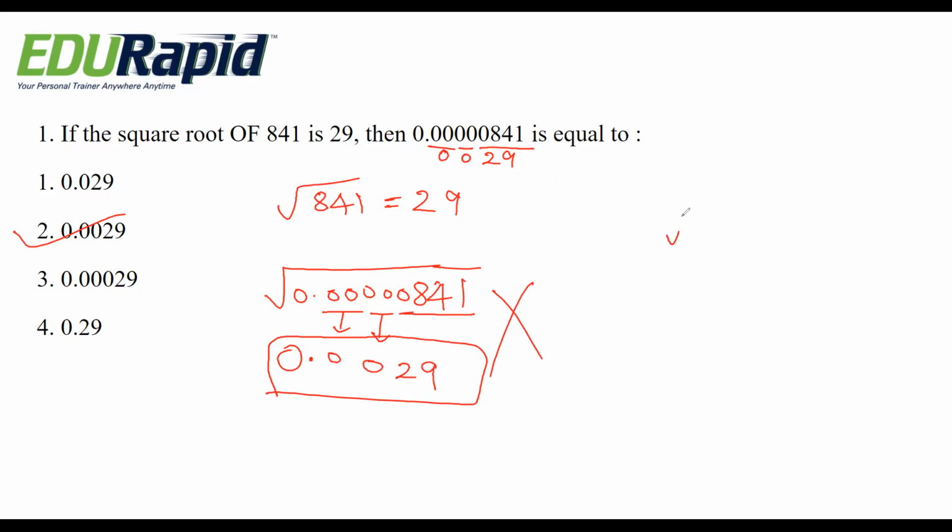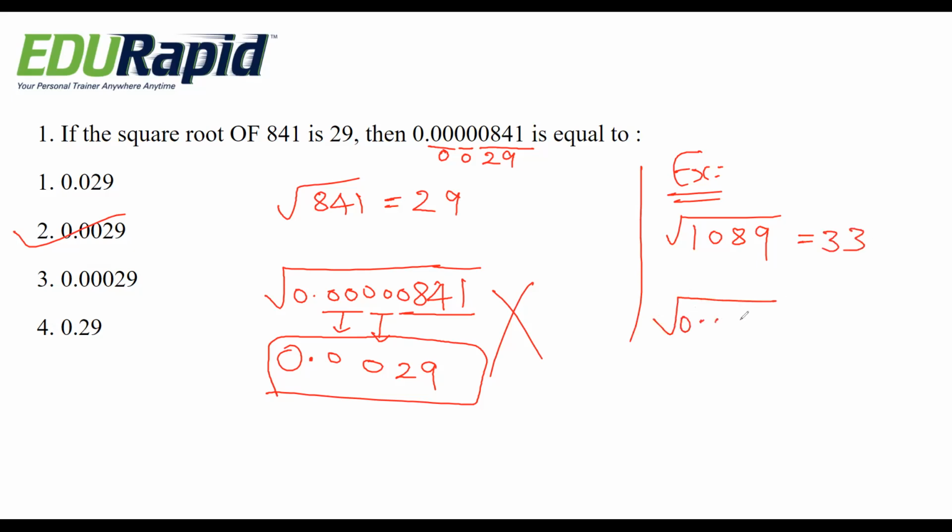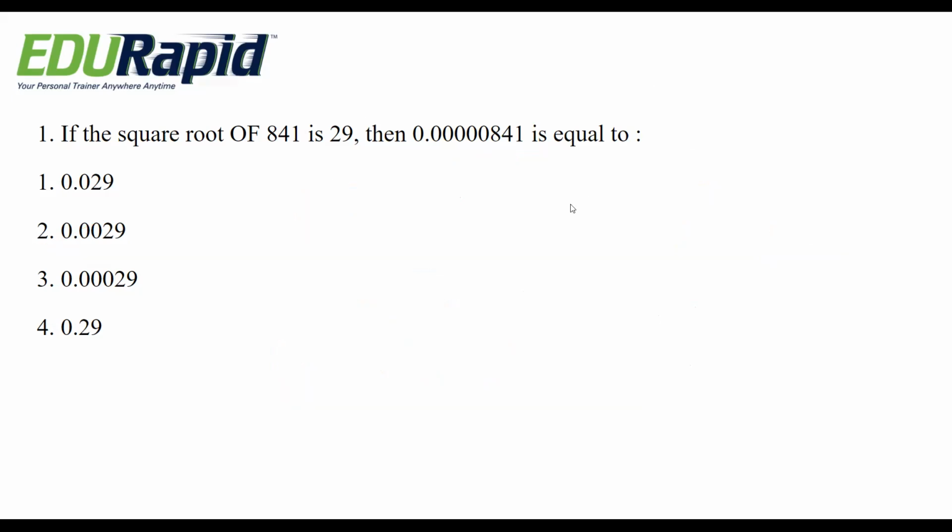Similarly, if they ask the square root of 1089 as an example, the square root of 1089 is 33, and the square root of 0.001089 is what? So simple, one 0 and this becomes 33. So 0.033. So here option 2 is the right one.